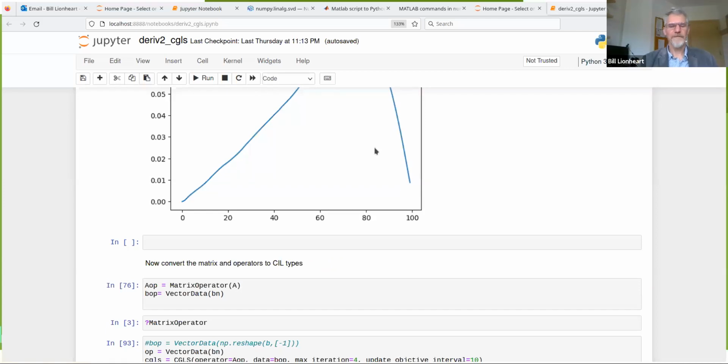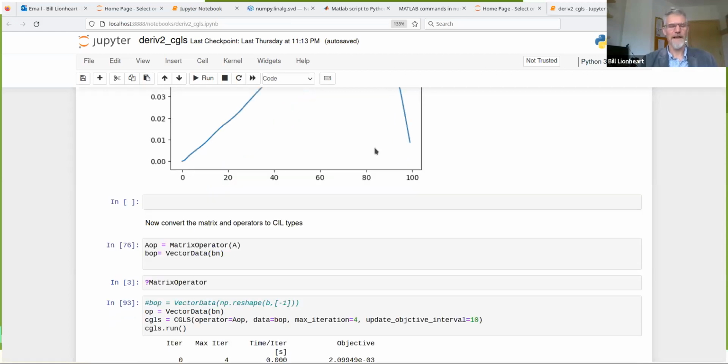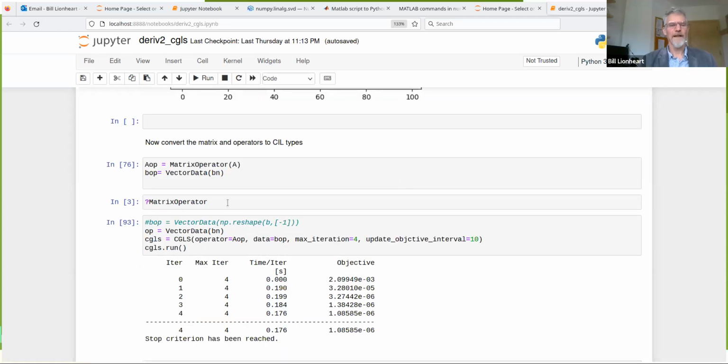Okay, so you can now play the same kind of tricks that we did in MATLAB once you've mastered the Python versions of things, in particular NumPy and Matplotlib. I'm just going to show you how to do it in CIL, because although CIL is designed to do multi-dimensional imaging problems, it's probably nice to practice on 1D examples because they're really quick and you can easily see what's going on, and then you can go on to doing tomography, for example. So we need to do some CIL-specific things.